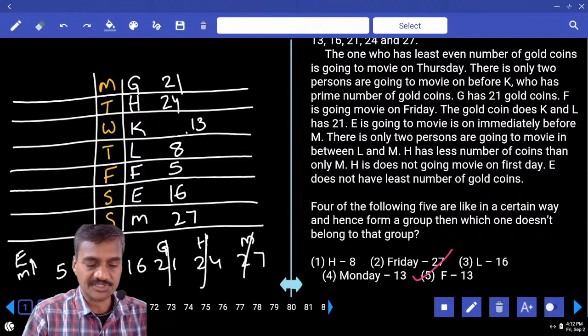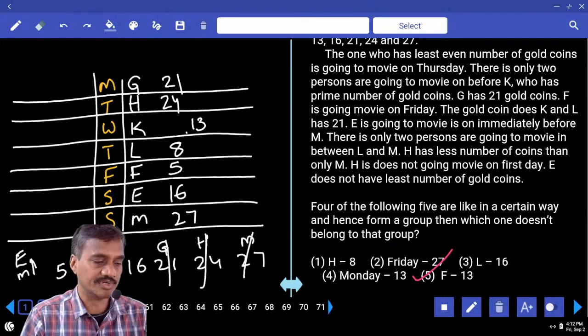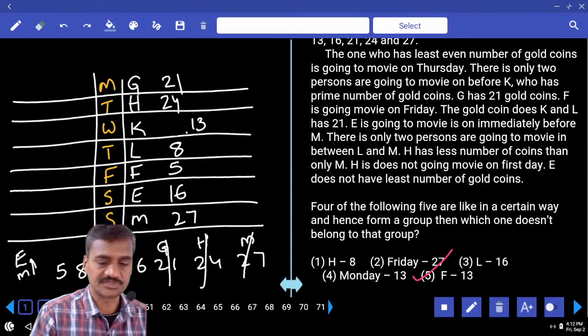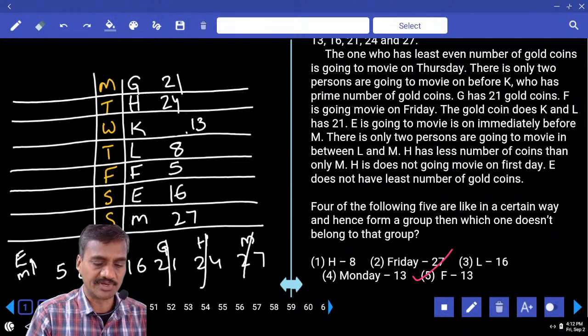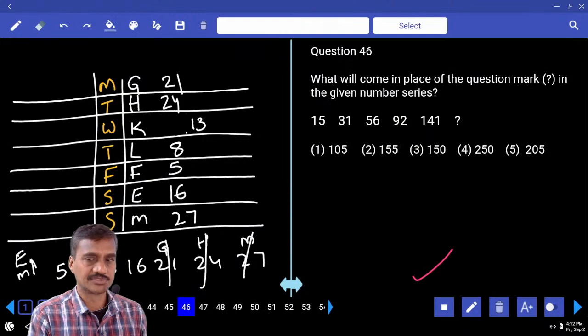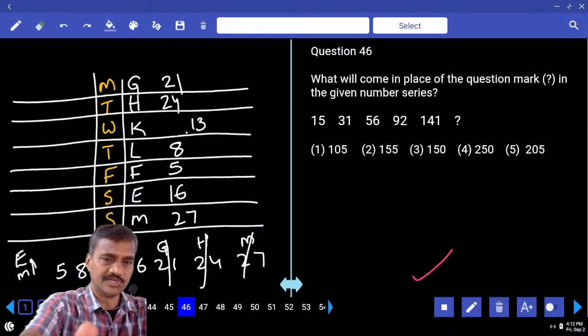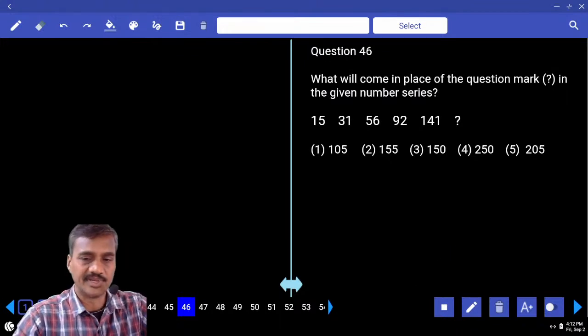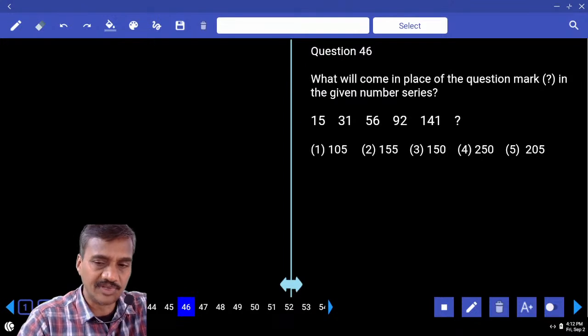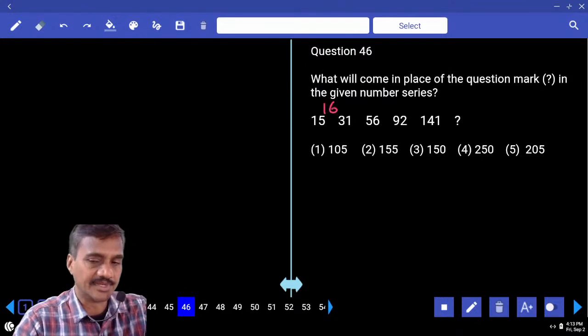Now this is about the reasoning section in this paper, 66 to 100. Anything left out in this paper? Now coming to question number 46 onwards. 46 to 50, number series. In this number series, 15 and 31. What is the difference between these two? The numbers are increasing at a smaller rate, so we go for differences. 15 plus 16 is 31. And 31 and 56, 25.